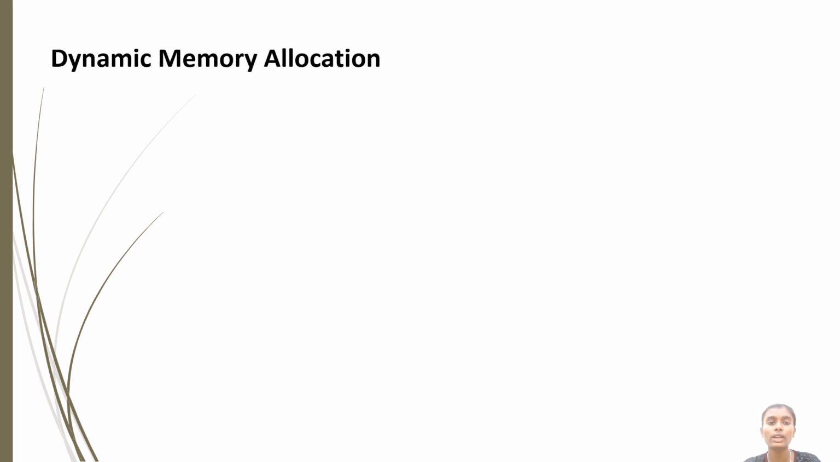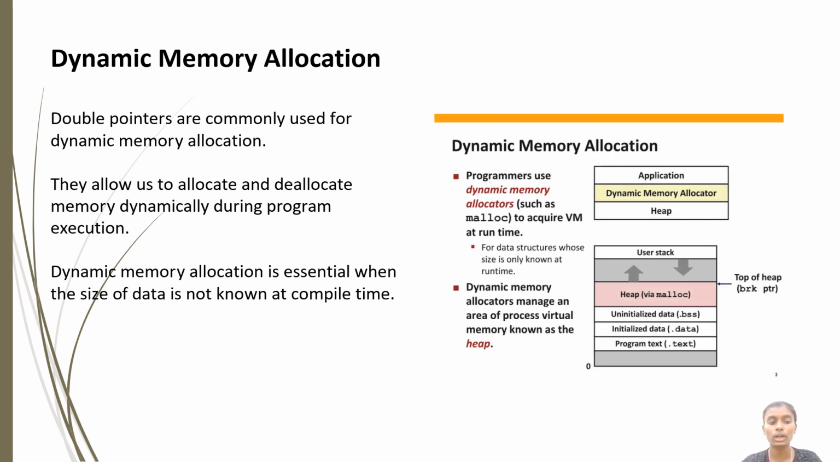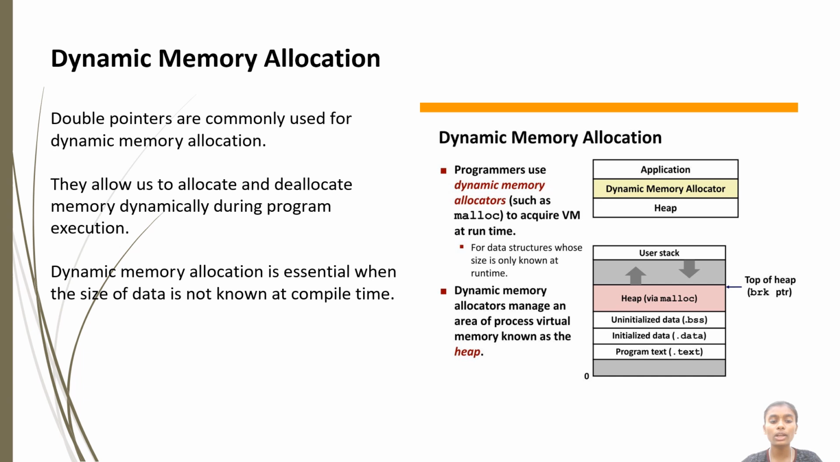What is dynamic memory allocation? Dynamic memory allocation is the process of assigning memory space during execution time or runtime. The reasons and advantages of allocating memory dynamically are when we don't know how much memory would be required for the program. Double pointers are commonly used for dynamic memory allocation. They allow us to allocate and deallocate memory dynamically during program execution. Dynamic memory allocation is essential when the size of data is not known at compile time.